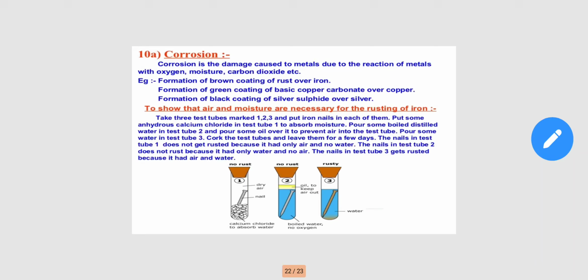The nail in test tube 1 does not get rusted because it had only air and no water. Second, the nail in test tube number 2 does not rust because it had only water and no air. Third, the nail in test tube number 3 gets rusted because it had air and water. Okay.